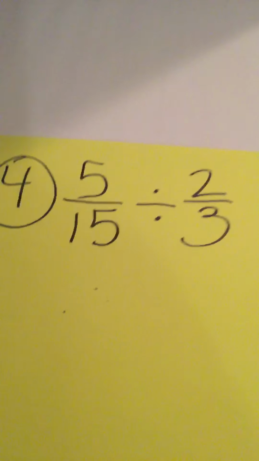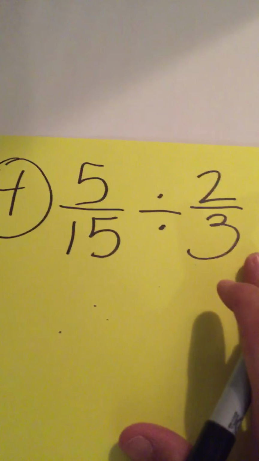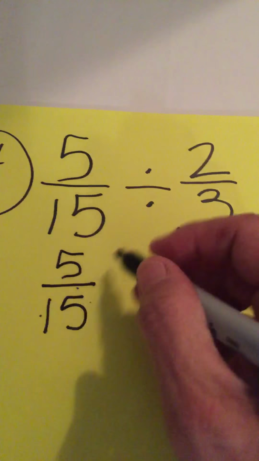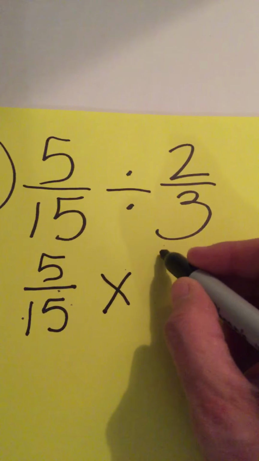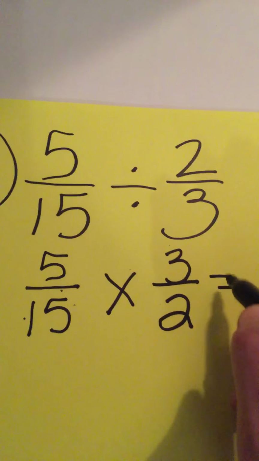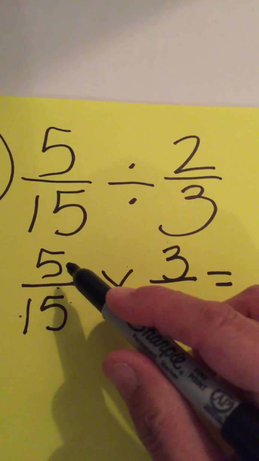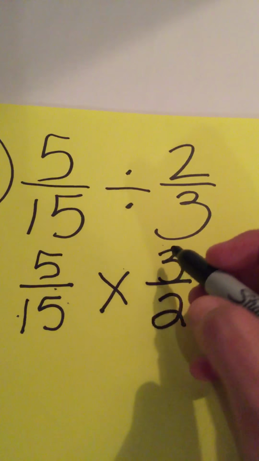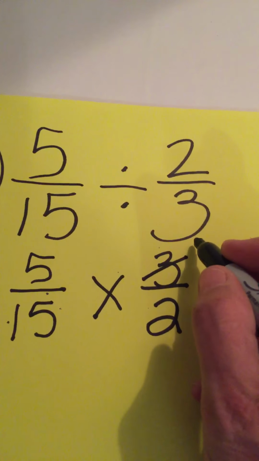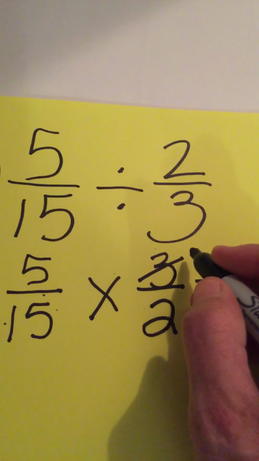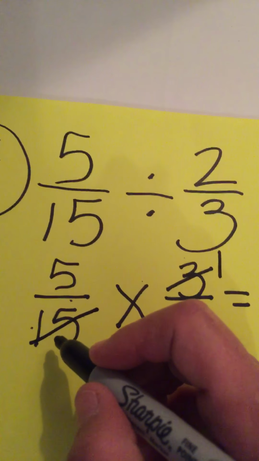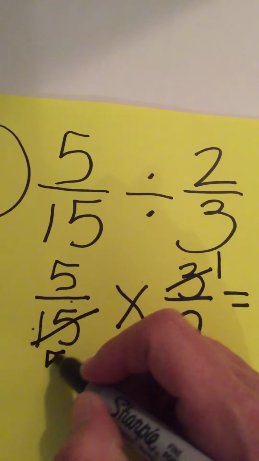And our last problem is 5/15 divided by 2/3. So I can rewrite 5/15, change it to multiplication, use the reciprocal or flip it, and then I can see if there's anything to cross out. 5 and 2 are both prime numbers, so nothing will go into each other evenly. And 3 and 15 have 3 in common. 3 goes into 3 one time, and 3 goes into 15 5 times.